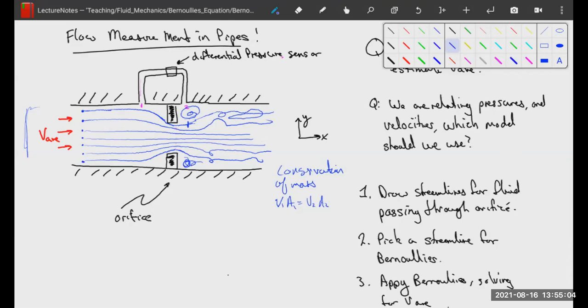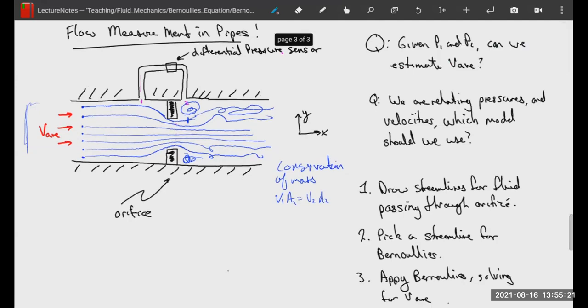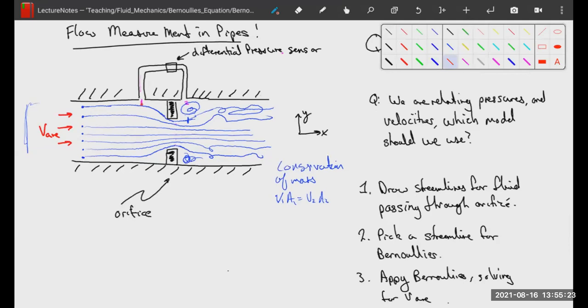Cool. So the first thing we have to do, if we're going to use Bernoulli's, is we have to draw a streamline, right? So this is just like the sum of the forces equals mass times acceleration. You always want to have a free body diagram that goes alongside it. If you're going to use Bernoulli's, you need a streamline, right? So our streamline is going to be from just outside here through the differential pressure sensor to just outside here, right?